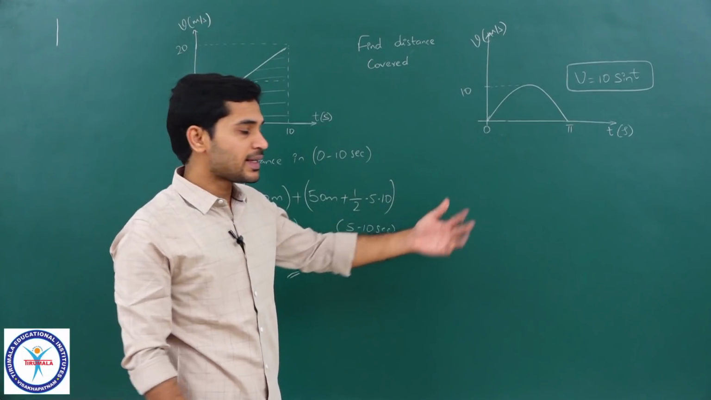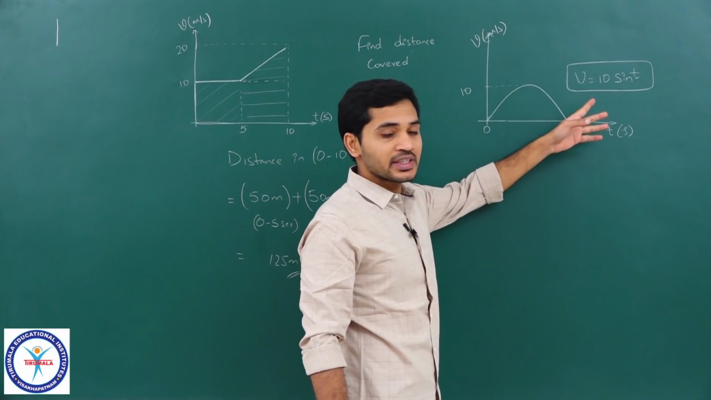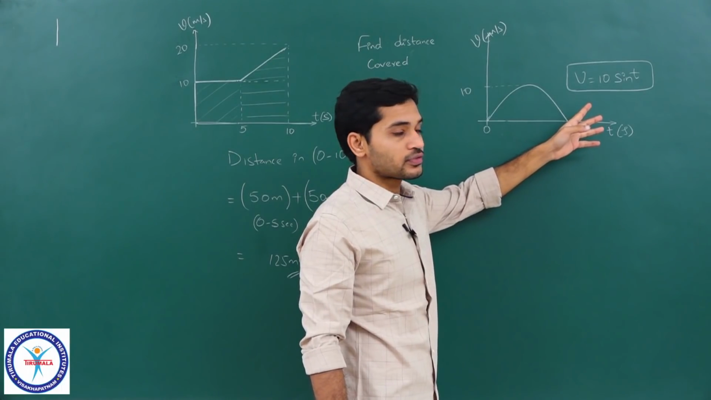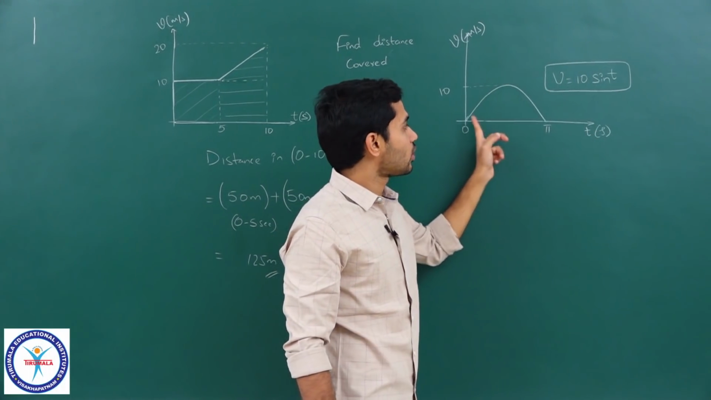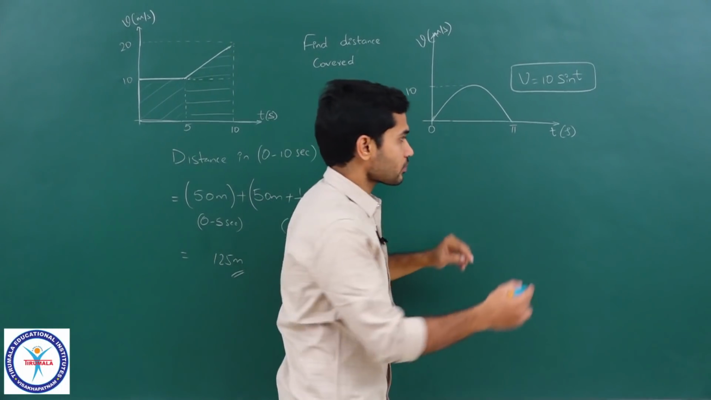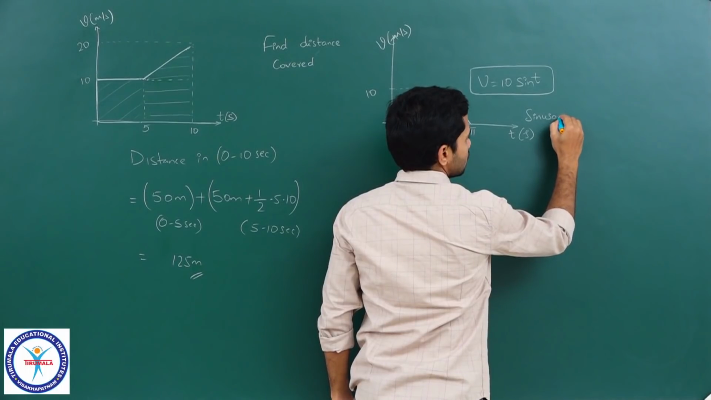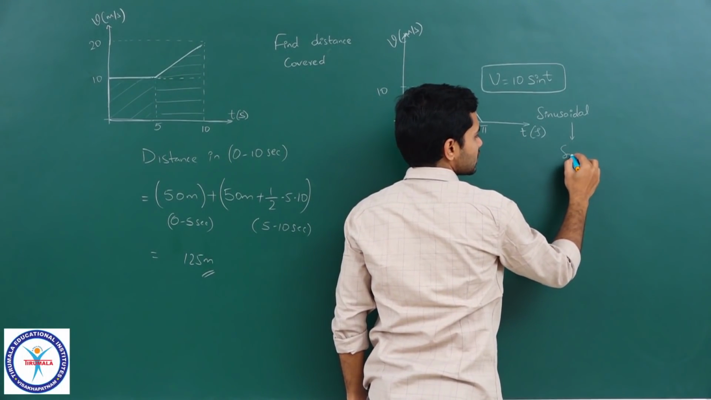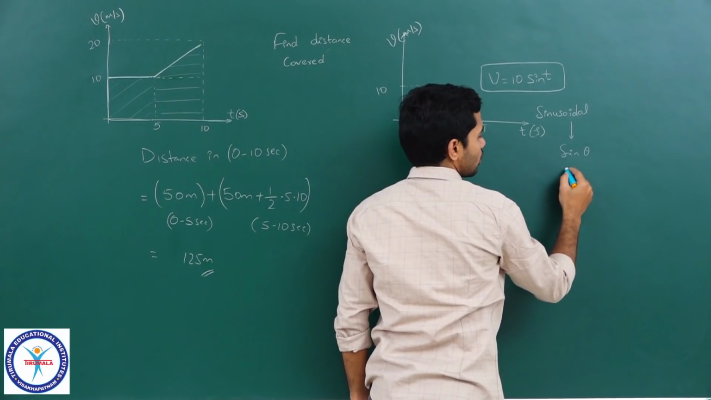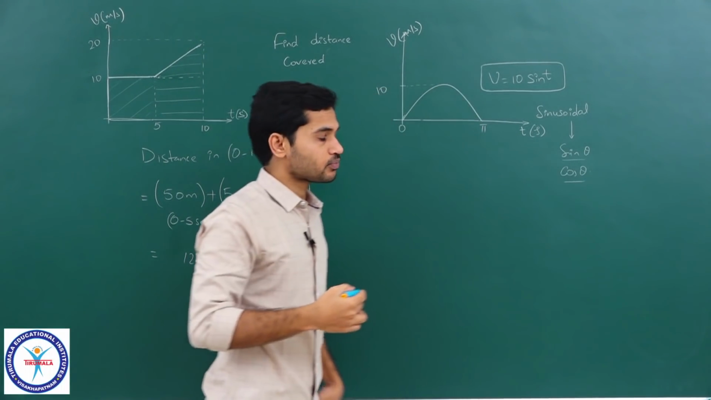Now, similarly, let us see another situation here. You can see that the speed is varying as a function of time in a sinusoidal manner. It is a sine function, so we call it a sinusoidal function. Any function which is in the form of sine theta or cos theta is called a sinusoidal function. Clear?